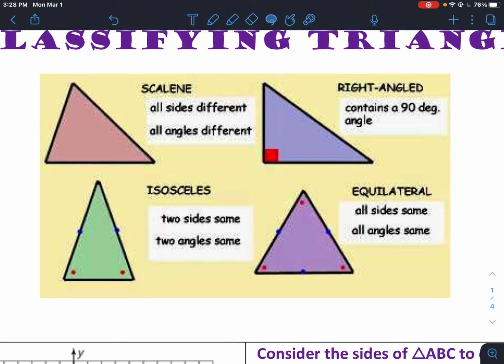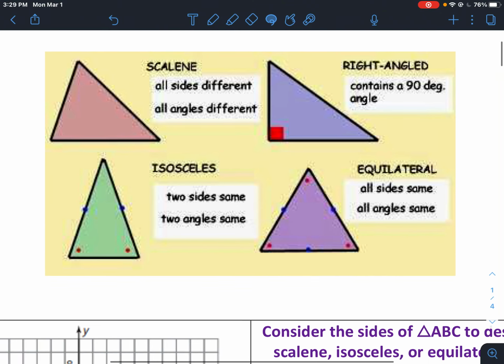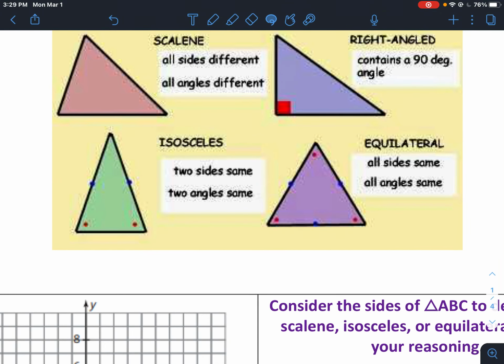A right-angled or a right-sided triangle contains one 90-degree angle. That's the only requirement. If it has one 90-degree angle, it's a right-angled triangle. For isosceles, we have two of the same side lengths. So if you see these two blue dots right there, same side length, and two angles are the same. The red dots signify the angle measure of the left angle at the bottom and the right angle at the bottom. Those are the same angle measures.